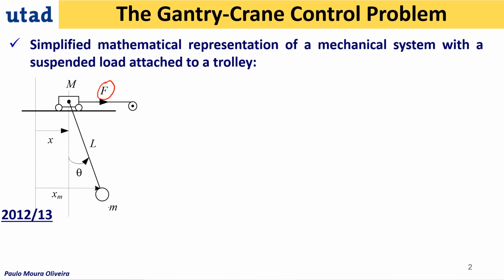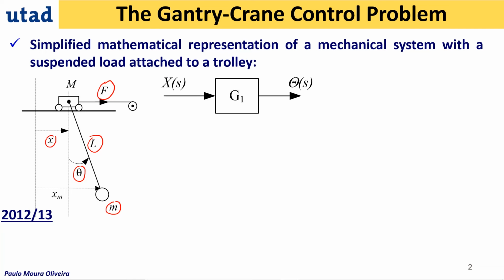And then we have the suspended load with a mass m. The length of the cable is L, and then we have the angle of rotation of the cable and the displacement x. I'm not going to go into details. We are going to consider two transfer functions. The first one relates the angle theta with the displacement x, and it can be represented by a second order model, as you can see here.